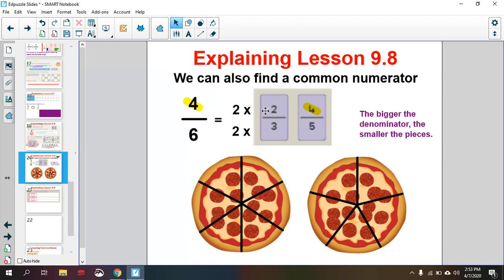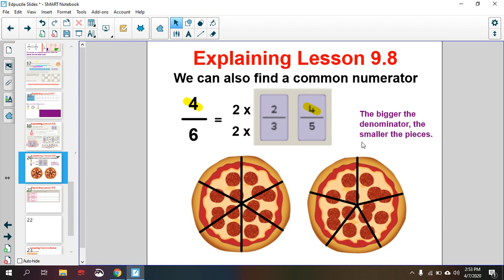Remember, whatever we do to the top, we also have to do the same thing on the bottom. So that's why we multiplied by 2 down here. So now my equivalent fraction here is 4/6, and I'm comparing that to the fraction I didn't have to change, which says 4/5.